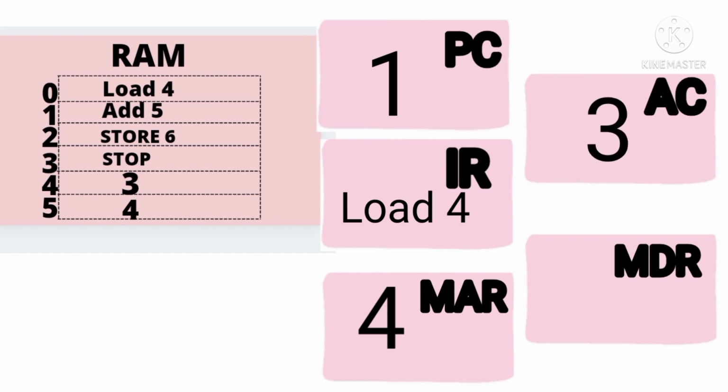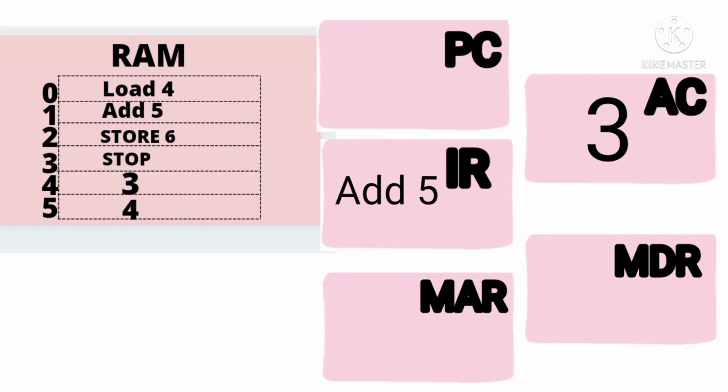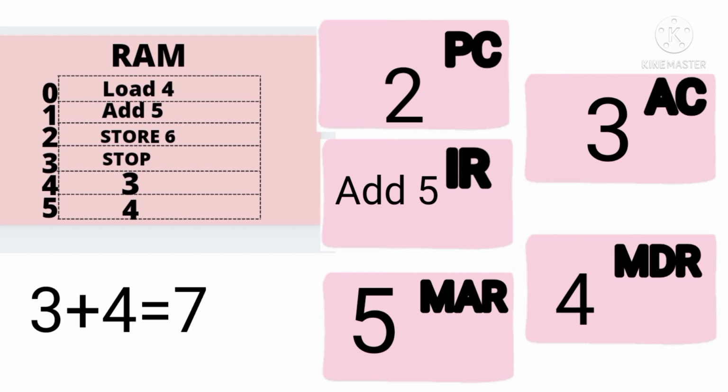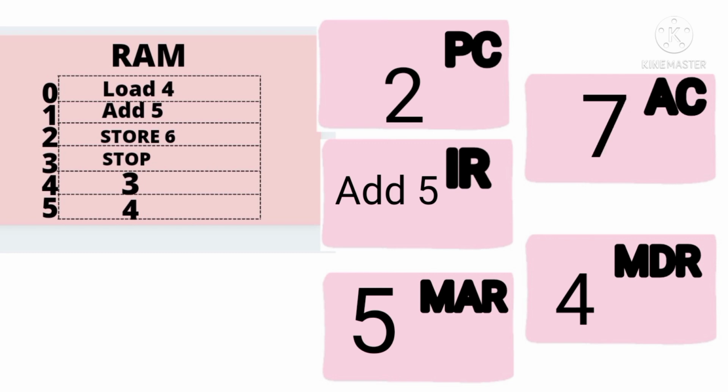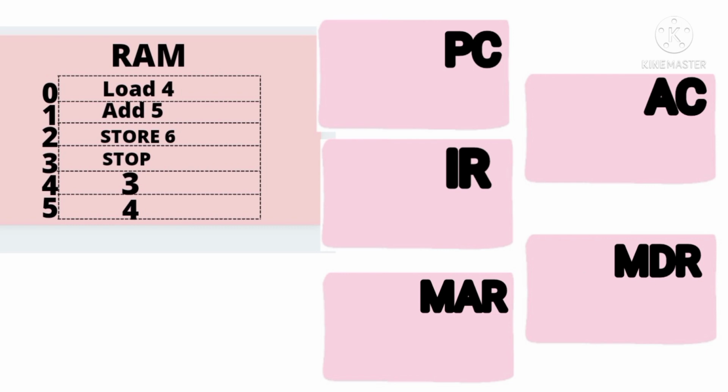Here the next instruction to be executed is add 5. So it will be loaded to the instruction register and the address 5 will be loaded to the address register. From that address 5, the data, that is 4, will be loaded to the data register. Then the addition will be carried out with the content of accumulator and data register, that is 3 plus 4, and the result will be stored in the accumulator. Again the process will repeat. Next instruction will be fetched, decoded and executed and so on.